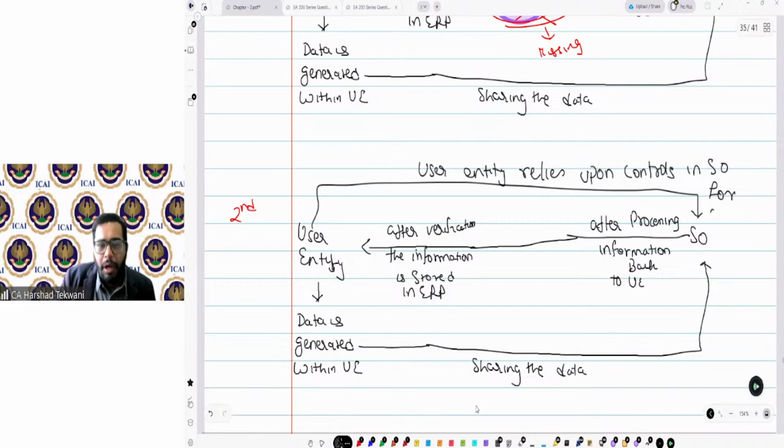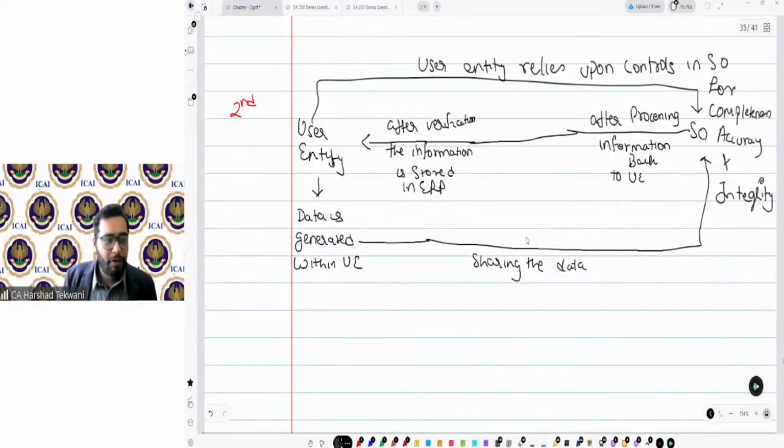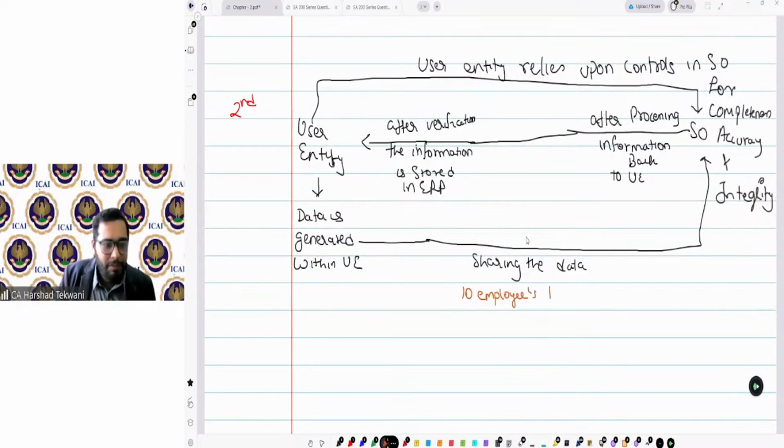Let's say for completeness, accuracy, and integrity or authenticity of the data. And how? If I give you an example of this also, let's say for payroll processing, the data was shared for 10 employees. Let's say the timesheet was shared for 10 employees.